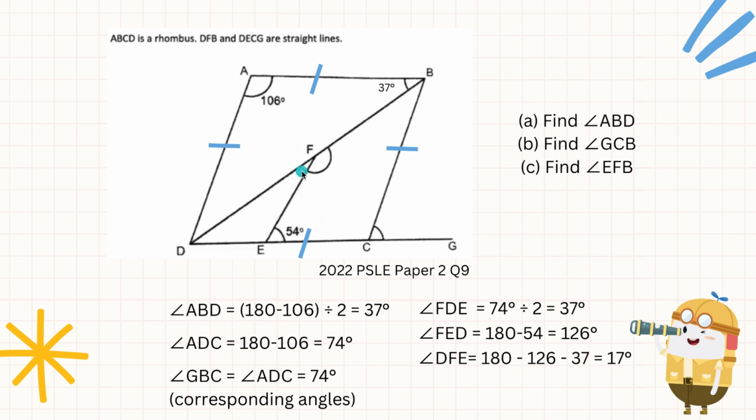And last but not least, back to your angle EFB. Angle EFB would be 180 degrees minus your 17 degrees to give us a final answer of 163 degrees. Angles on the straight line, then we managed to get the final answer, 163.